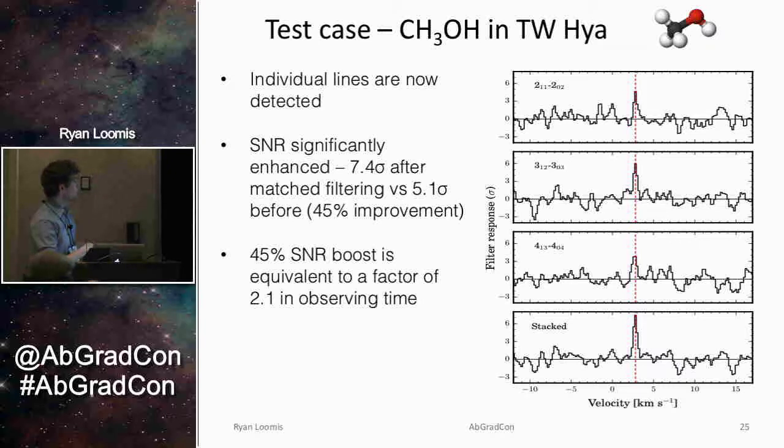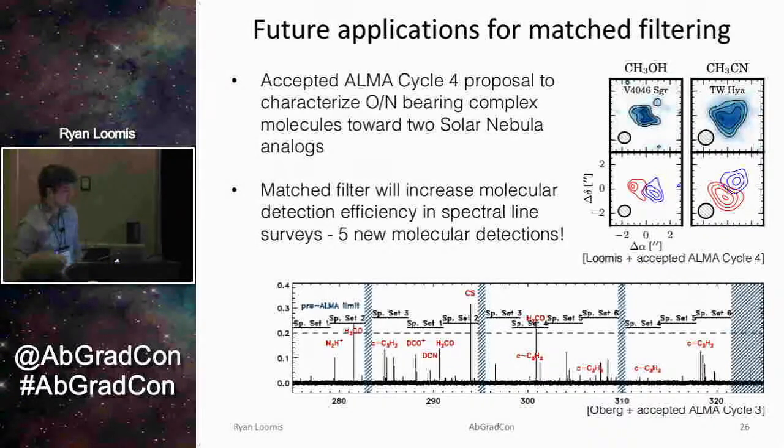So that was roughly a 45% signal to noise boost, which sounds like maybe a little bit, but it's not too much. But that actually translates to a factor of over 2 in observing time. So we actually save a lot of telescope time by using this method. And I'm pretty excited we're going to be able to apply this to a couple other studies in the future.